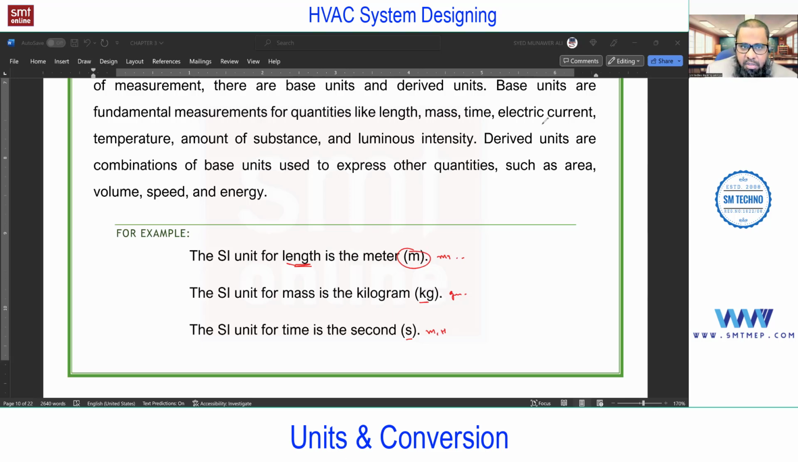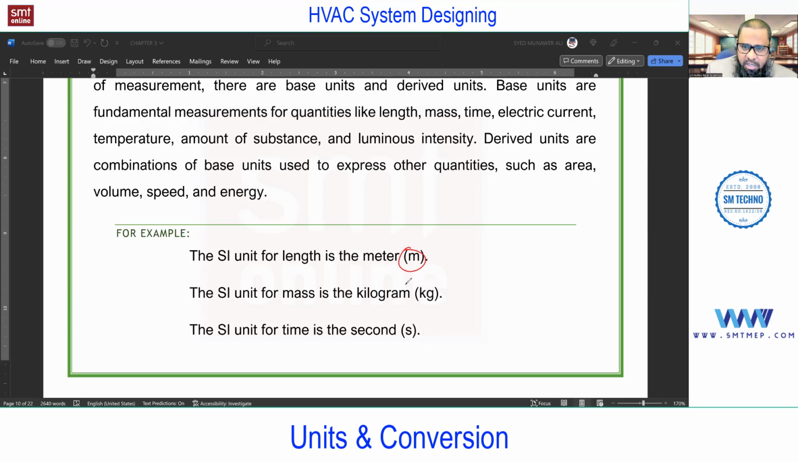To avoid confusion, instead of using mm, centimeter, kilometer, etc., for length we are using meter. For weight we are using kg. For time we are using second. For flow rate we are using meter cube per second. For velocity we are using meter per second. Okay, I'll give you that conversion, don't worry.